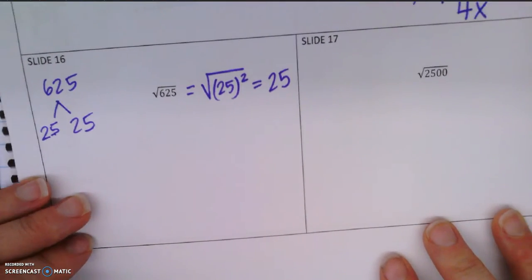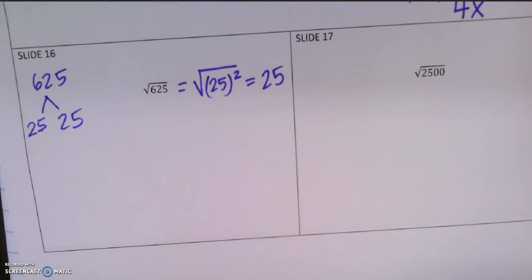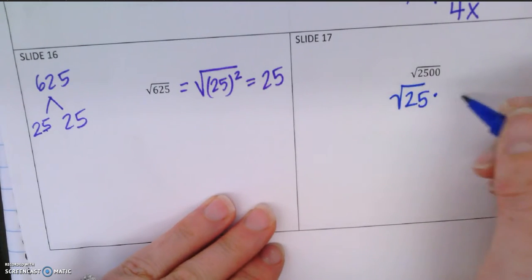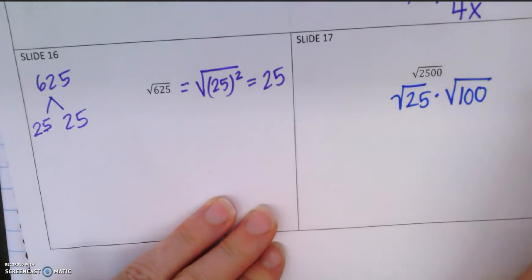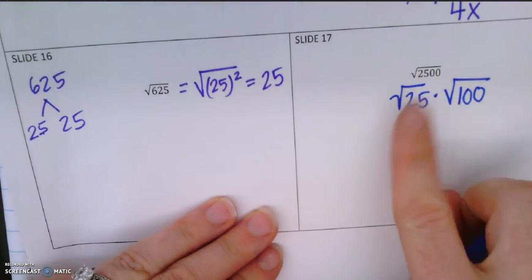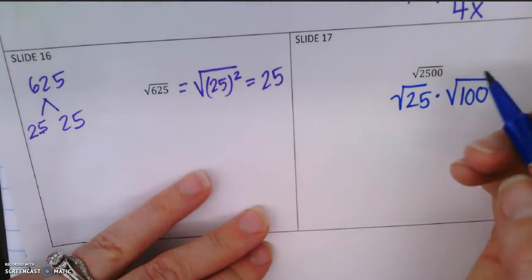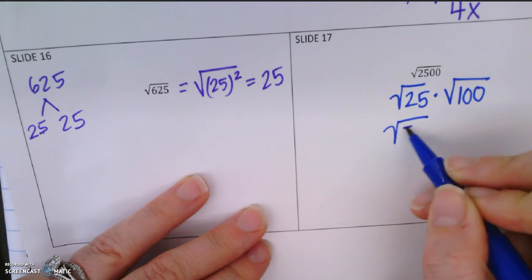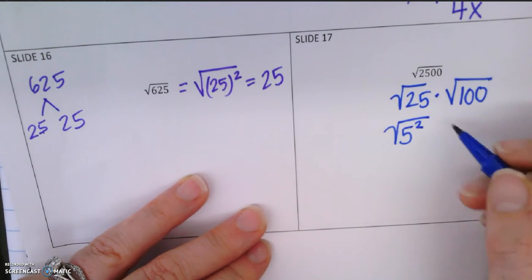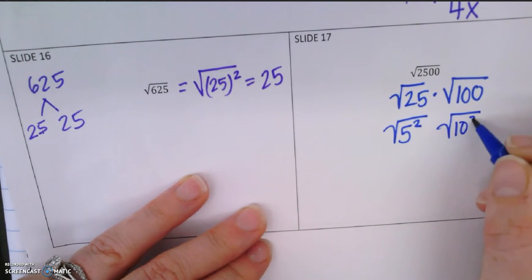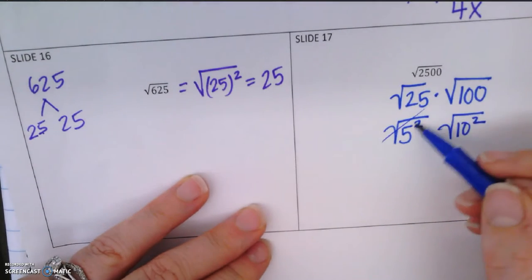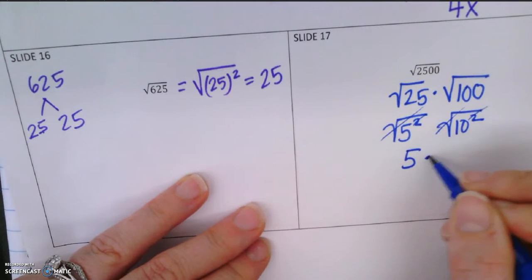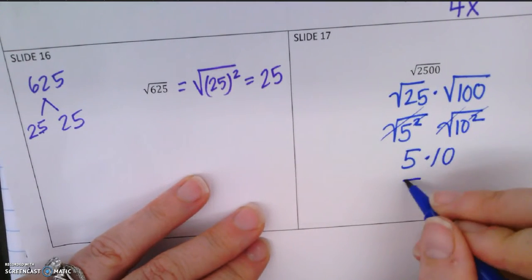Let's take a look at 17. If I take a look at 17, this is the square root of 25 times the square root of 100. We can break these up into the 2 factors. So taking a look here, what's the square root of 25? Well, we know 5 squared is 25, and we know 10 squared is 100. If you cancel out the squares and square roots, you end up with 5 times 10, which is 50.